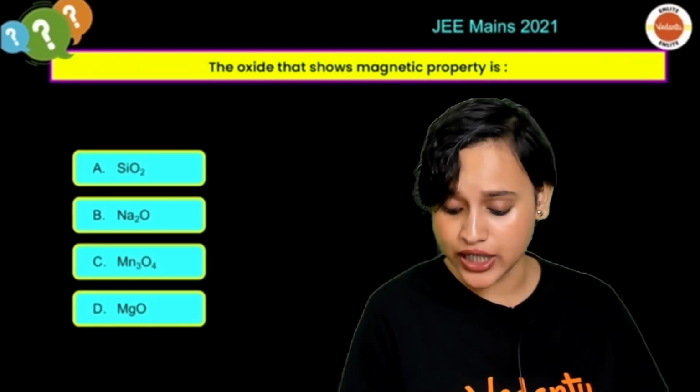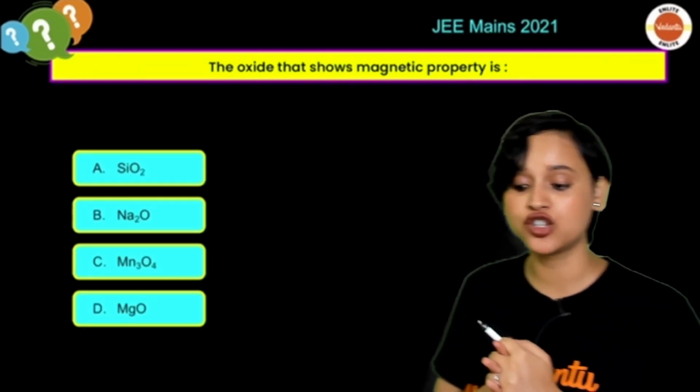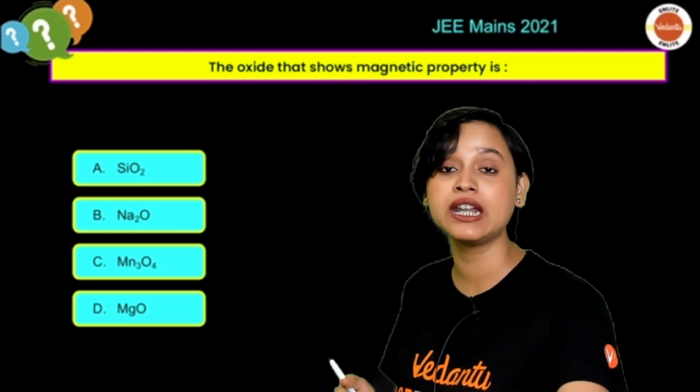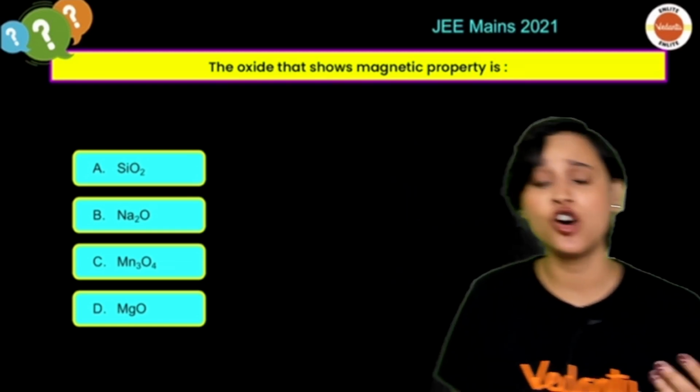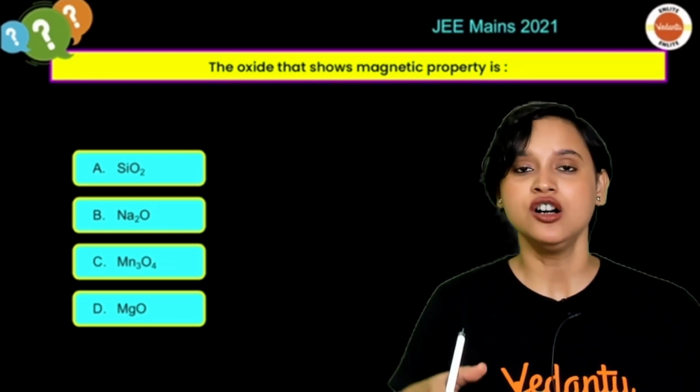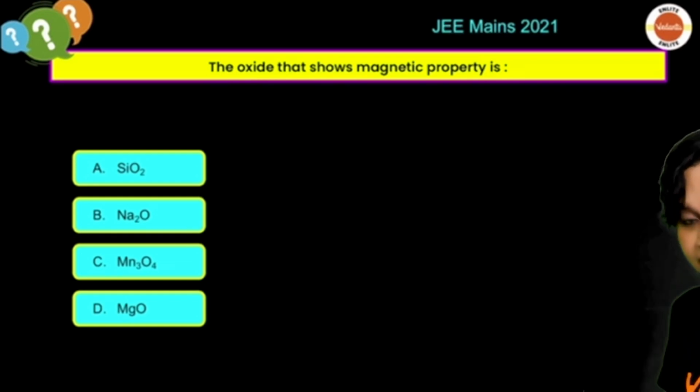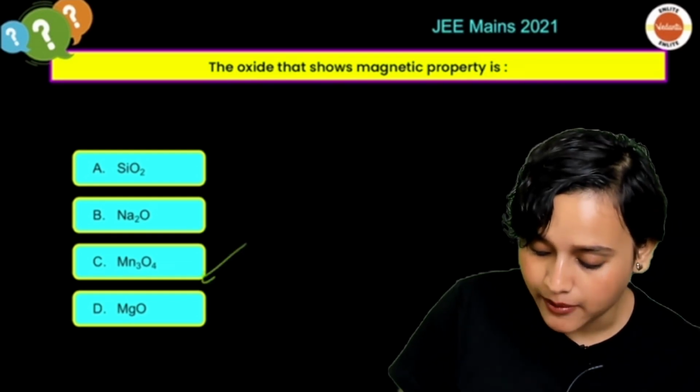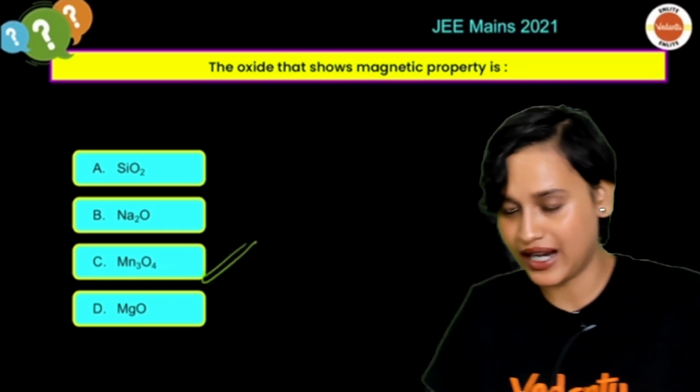Moving on to the next question. The next question is: the oxide that shows a magnetic property is. Just by looking at it, I know the answer. The answer is Mn3O4. Mn3O4 does show magnetic property.